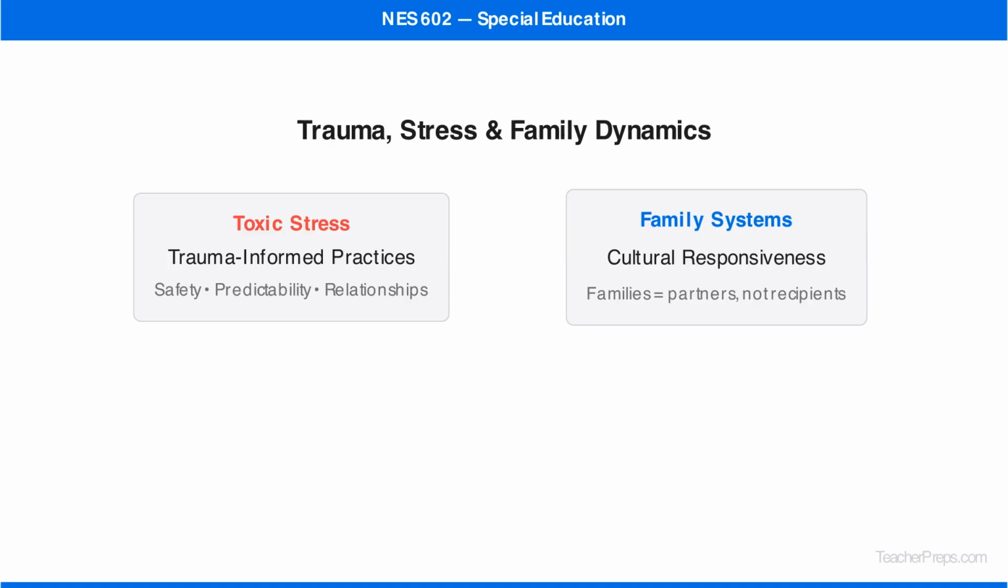Second, family dynamics. Family systems theory says the whole family is affected by a child's disability. Families go through stages of adjustment that aren't necessarily linear. Cultural responsiveness matters because beliefs about disability and intervention vary across cultures. Siblings may experience a mix of pride, guilt, and resentment. On test day, look for answers that respect family diversity and treat families as partners, not passive recipients of professional guidance.